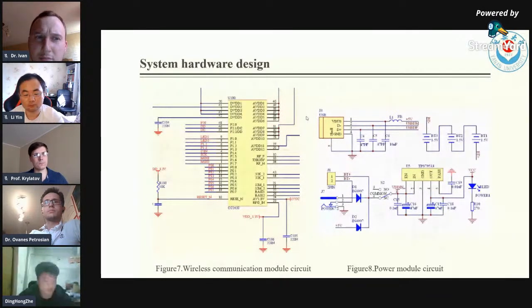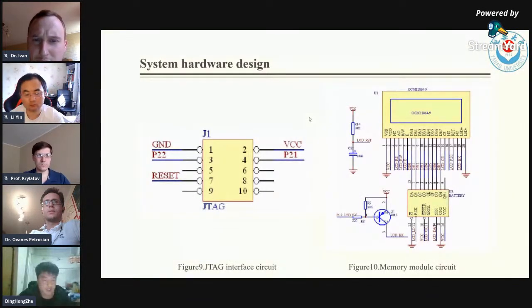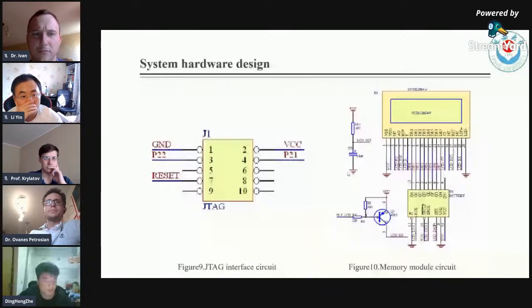And this page shows the JTAG interface circuit diagram. The JTAG interface is usually used to download the program to the circuit board, and to connect the simulator to debug the program on the target board. Its circuit is relatively simple, and it needs to be pointed out that a 10,000 ohm resistor needs to be connected on the NTRST, TDI, TMS, TCK pins.